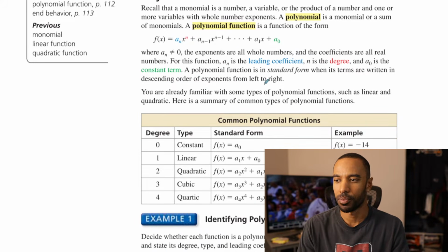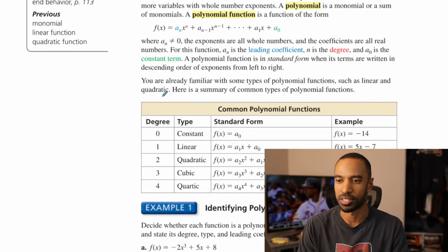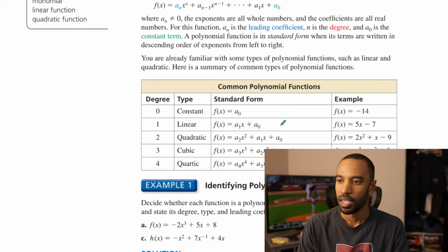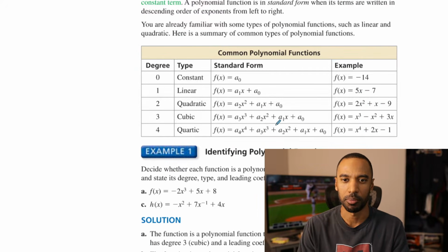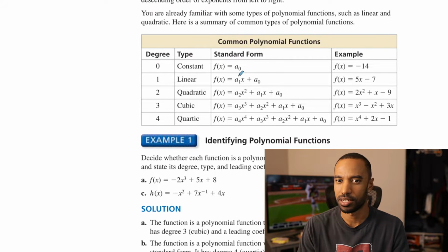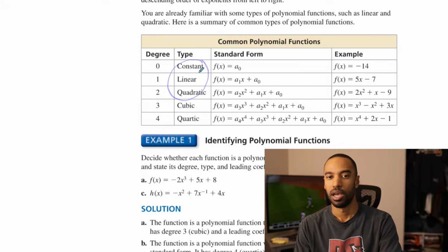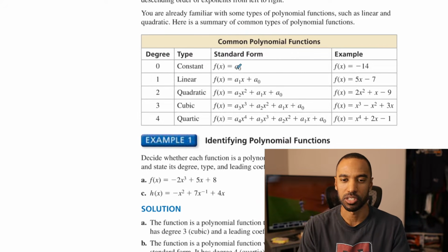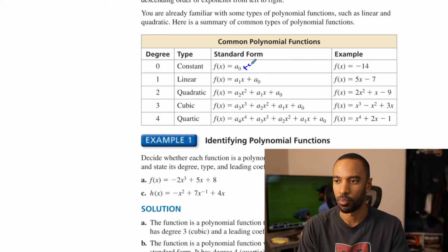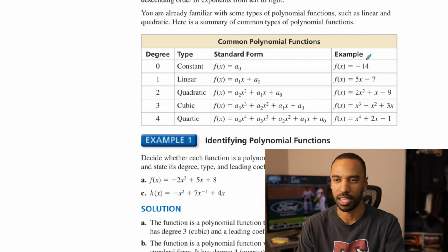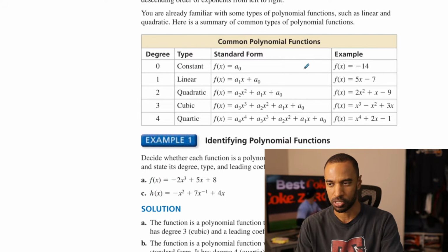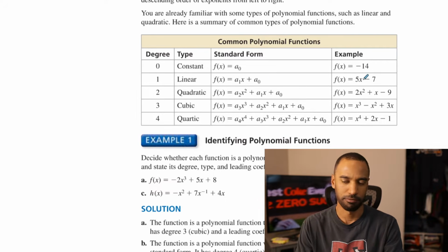You're already familiar with some types of polynomial functions, such as linear and quadratic. Here's a summary of common types of polynomial functions. So a constant, and you've heard me say these phrases all the time, and I'll keep saying them. A constant has no x attached to it because x is to the 0 power. When they say degree 0, x to the 0 power is 1, that means it's gone. y equals negative 14 is an example of that. Here's a linear one, 5x minus 7.